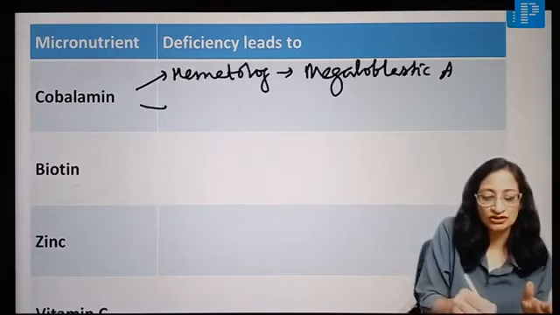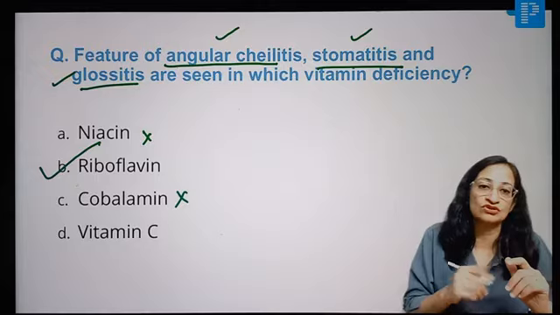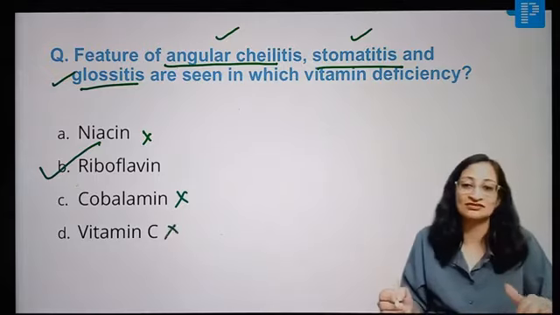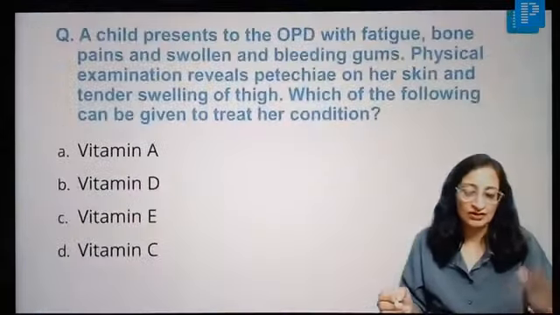Okay, right? So coming back to our question, features of angular cheilitis, stomatitis, glossitis, which vitamin deficiency? It's not niacin, it is riboflavin. Cobalamin would cause megaloblastic anemia. Folate deficiency would also cause megaloblastic anemia. Vitamin C deficiency would cause scurvy. So coming to our next question.